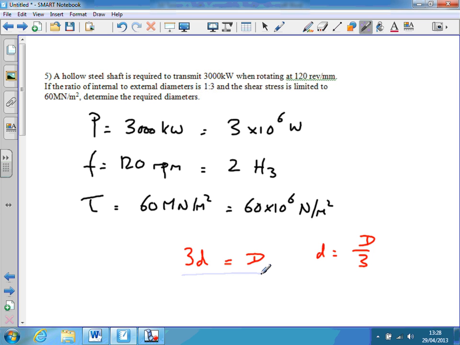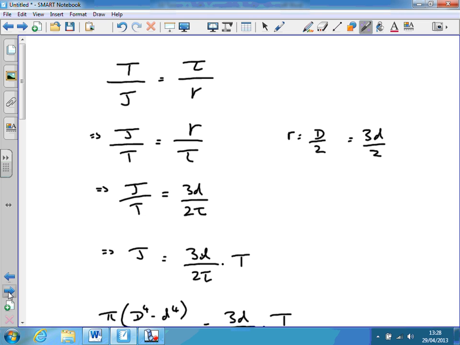So I've gone through the steps overleaf. Let's see if we can go through it. So first of all, from the torsion equation, these are the ratios we're interested in. T over J equals tau over R. We're after R effectively. So we flip it over to get J over T equals R over tau.